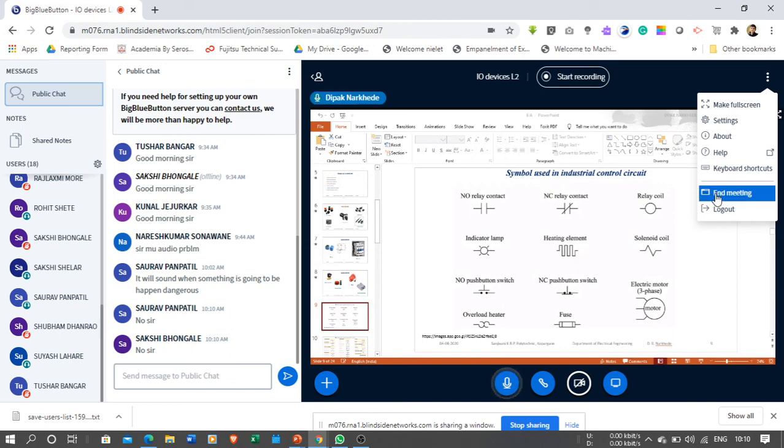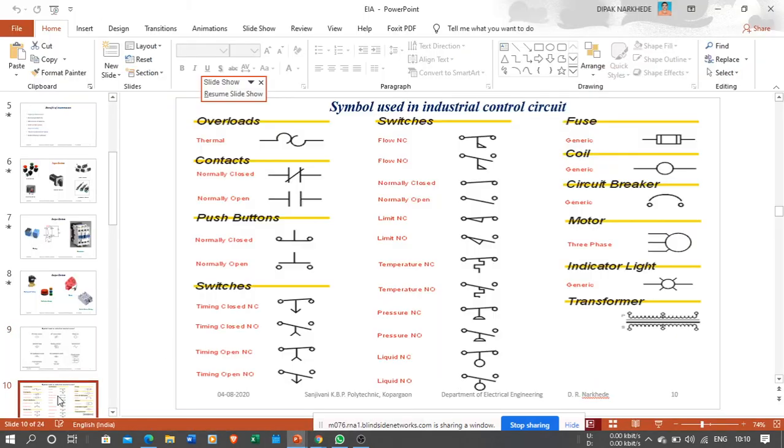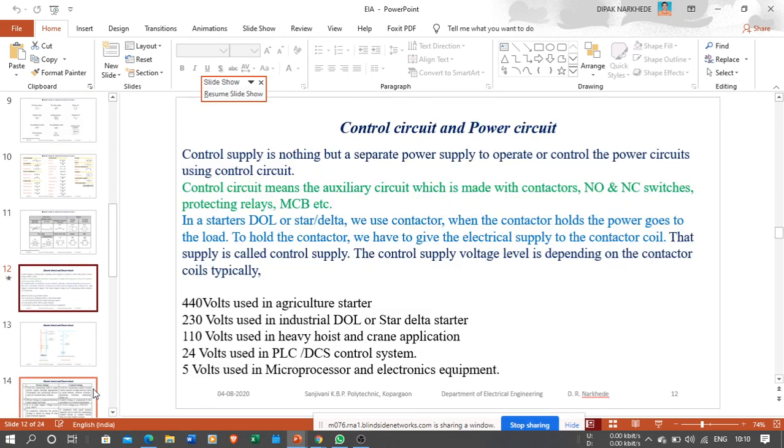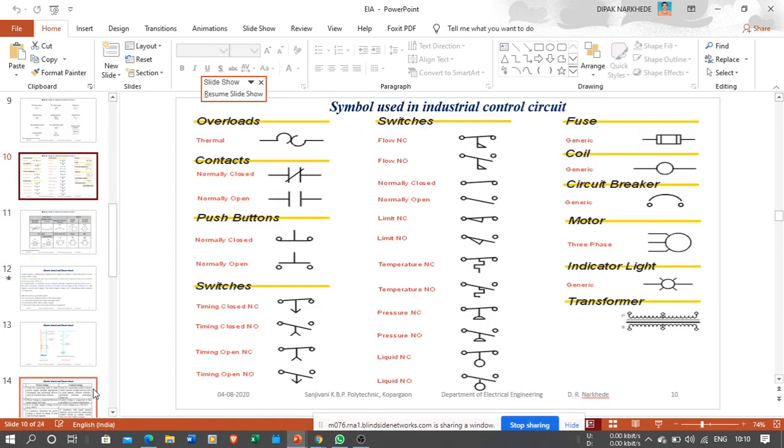Okay, we'll stop today. Tomorrow we will discuss the control circuit and power circuit. What is meant by control circuit and what is meant by power circuit, and then we will discuss the control circuit for some applications as well as their power circuit. We'll discuss a simple motor application in tomorrow's lecture, and how to draw the control circuit for this application and what is meant by the power circuit.